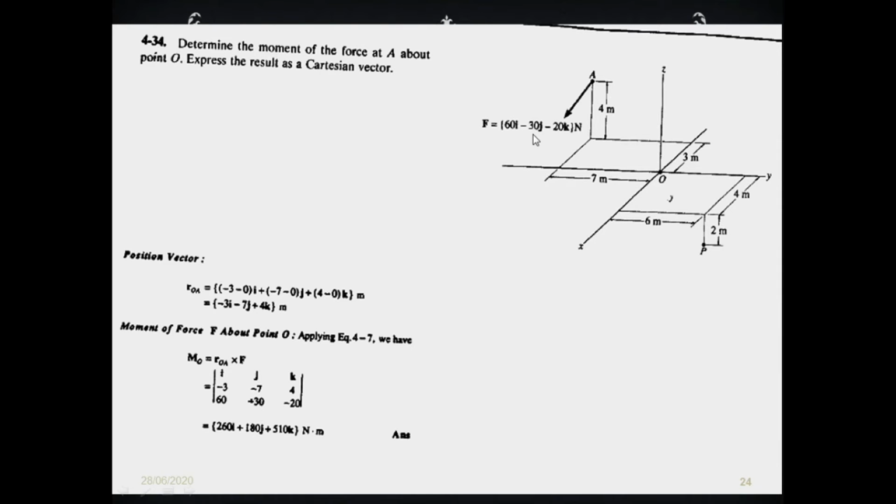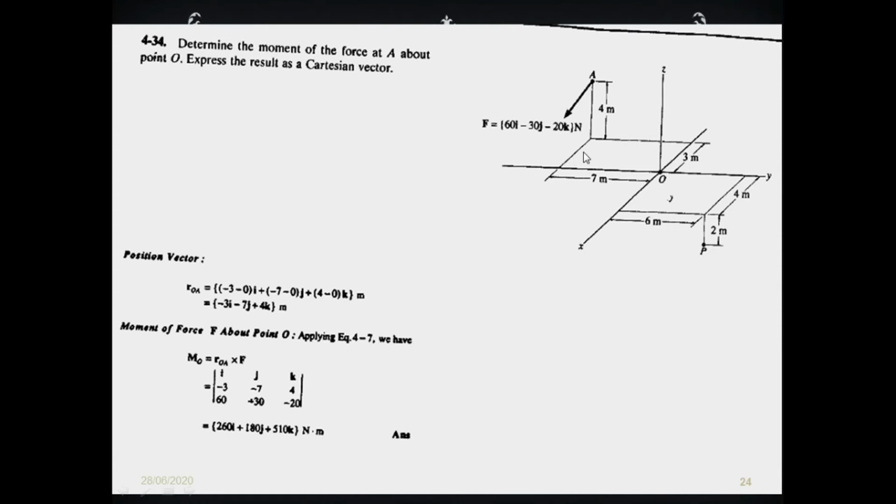The force is 60i minus 30j minus 20k Newton. Okay, this is your coordinate system. First of all, we need to find the coordinates of the origin. Origin coordinates will be x0, y0, z0. What will be the coordinates of point A? The coordinates of point A can be very easily calculated. If we move on the x-axis to point A, it will be 0. We are not moving in the x-axis.